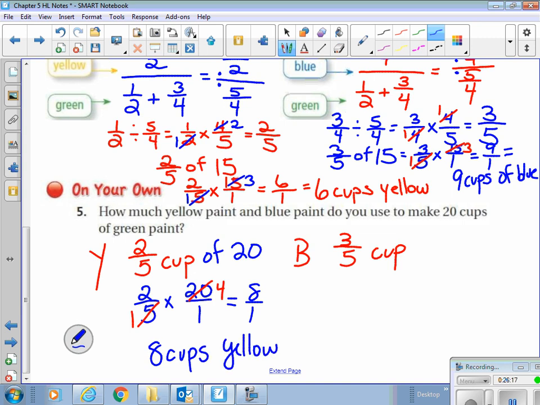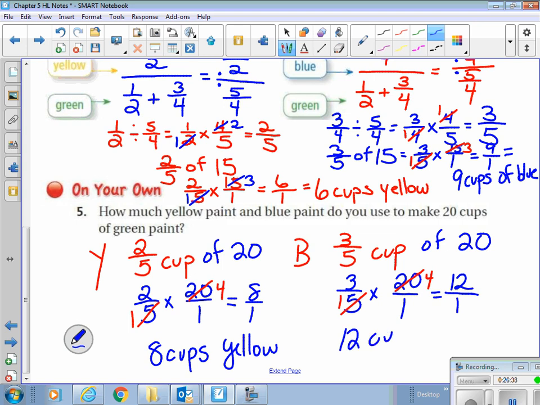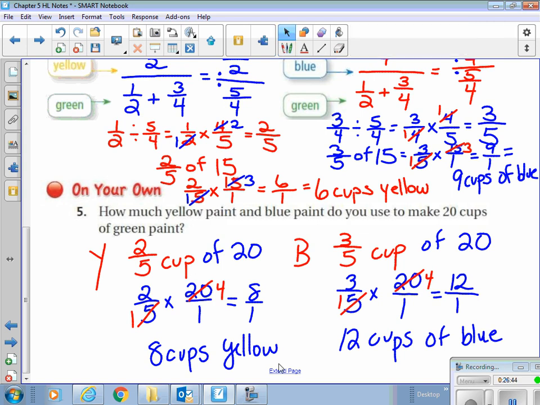Same thing for blue. You're going to do 3/5 cups of 20. We got 3/5 times 20. Canceling across, the 5 and the 20 are both divisible by 5. 3 times 4 is 12 over 1, so we would need 12 cups of blue to make those 20 cups of green paint.